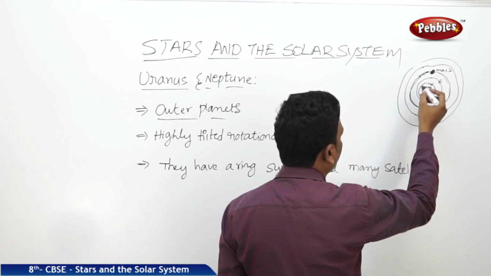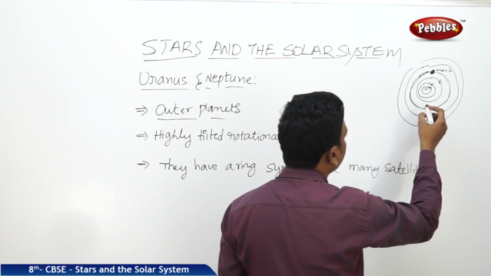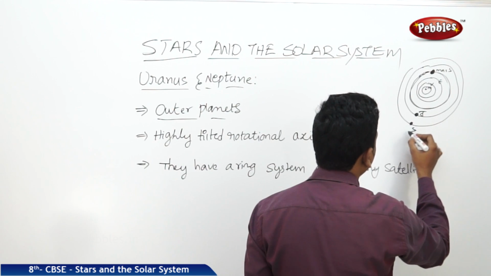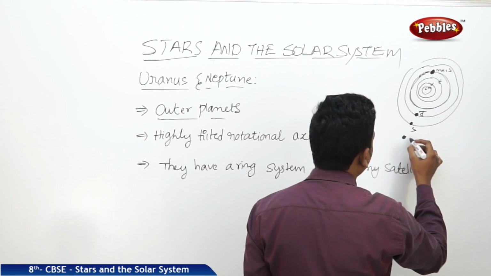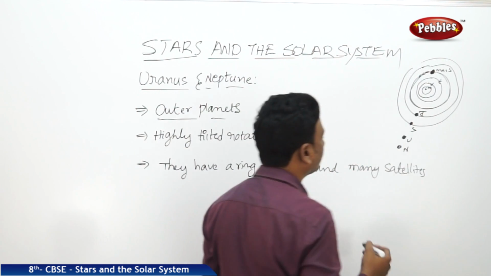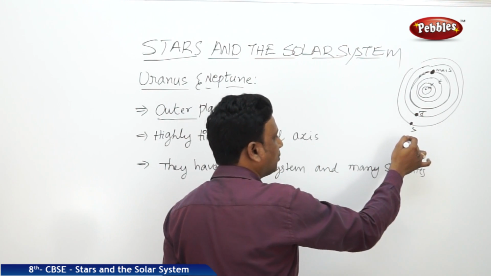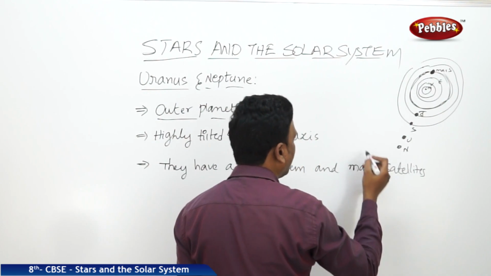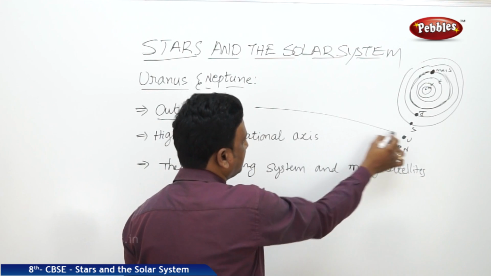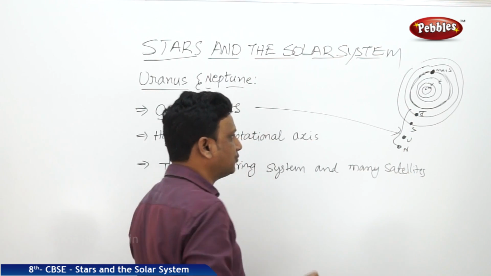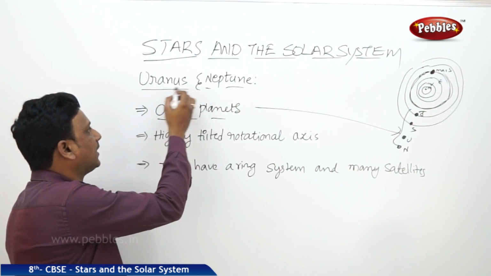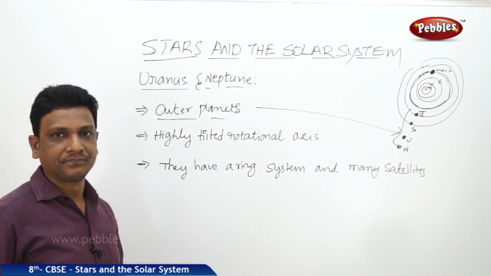The planets that are outside Mars: Jupiter, Saturn, Uranus and Neptune. These are all outside the orbit of Mars, and they are called outer planets. What are the outer planets? Jupiter, Saturn, Uranus, Neptune. So Uranus and Neptune fall under the outer planets.